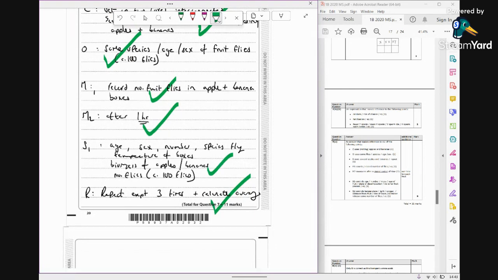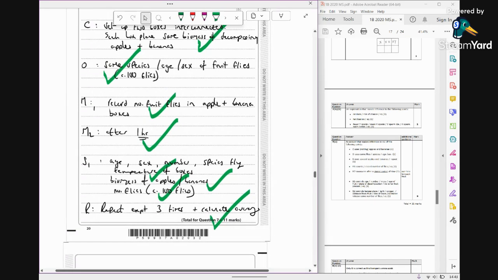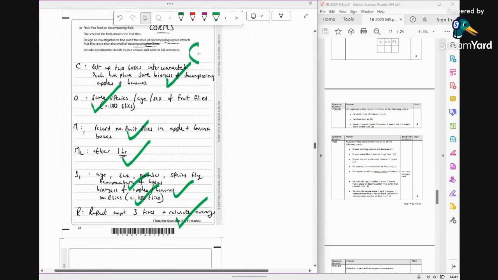Biomass of the apples and the age of the fruit, yeah. But biomass of apples and bananas, that counts. And temperature, distance from the fruit, site container, release the same number of flies. So 100 flies, I got that as well. So easy, easy 6 marks there.